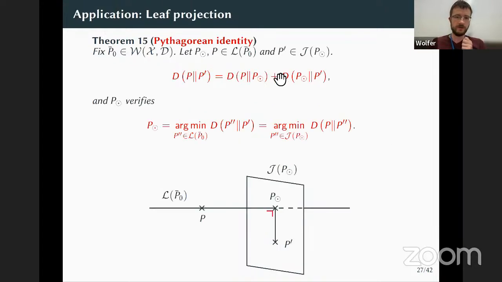Here's an application. If I'm fixing some P0 bar in the base space, and now I'm considering 3 points. So P target, P, and P tag defined as follows. So P and P origin are both on L of P0 bar, so they're on this line. And P tag belongs to the leaf here, J of P target, P origin. In this case, the following Pythagorean equality holds.